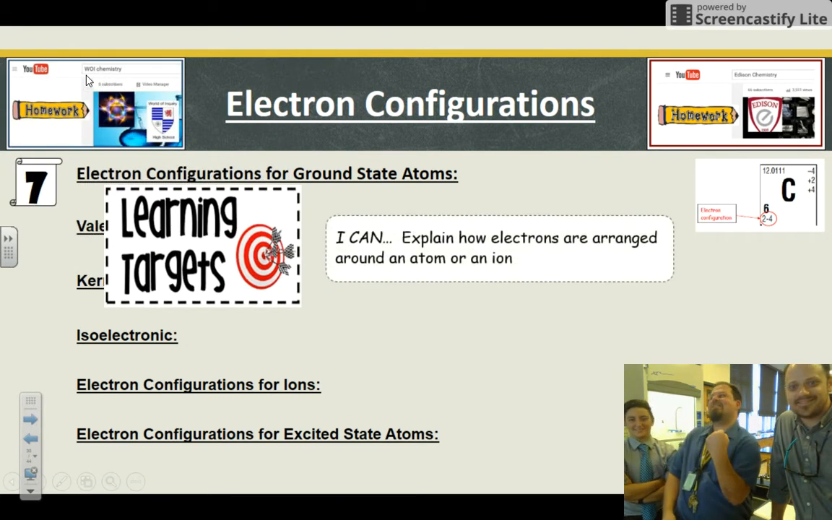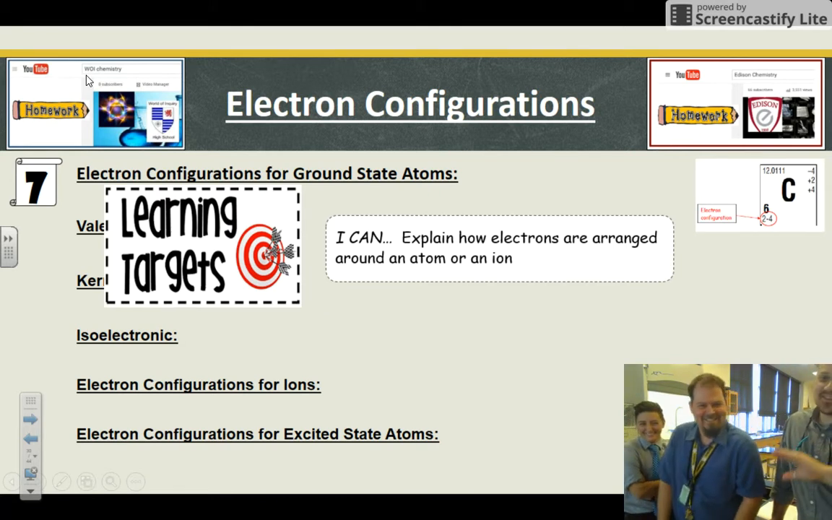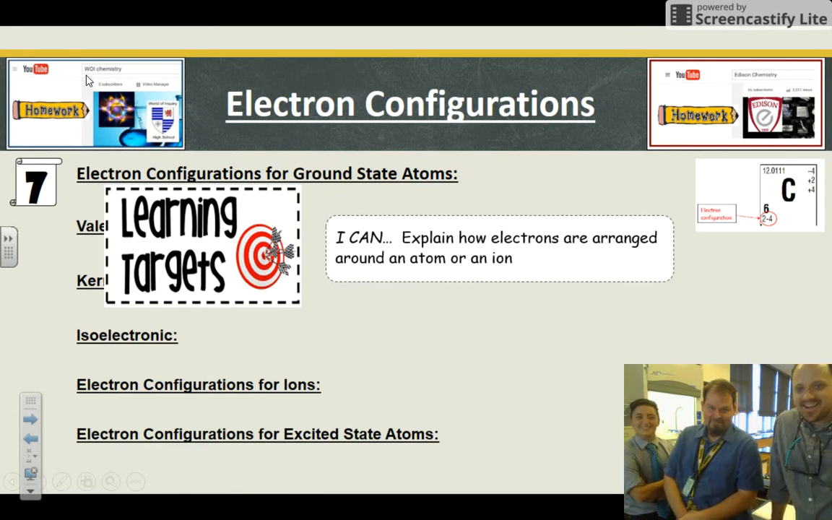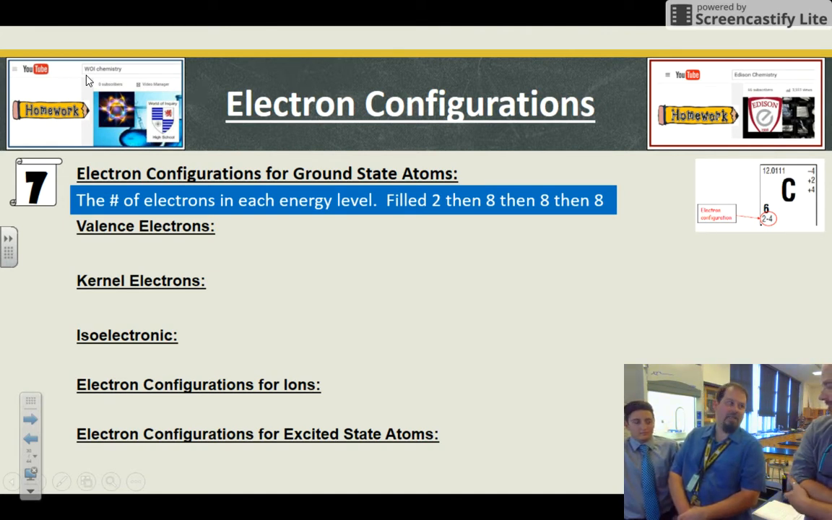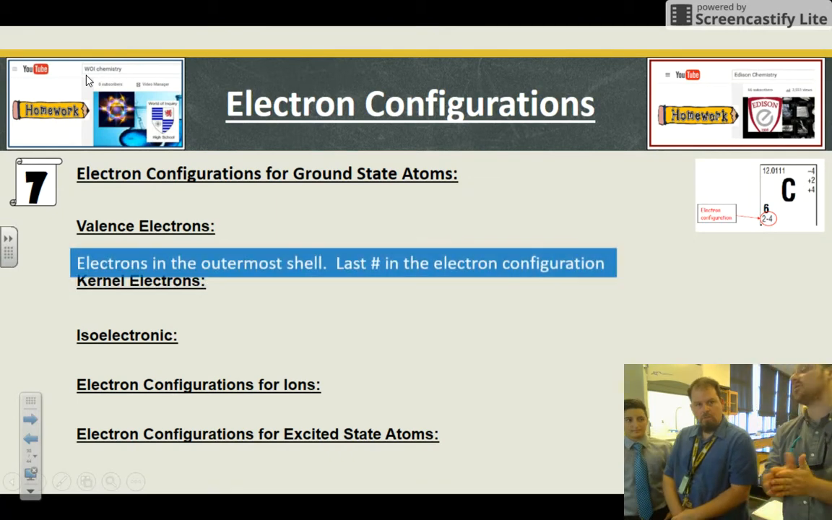Learning targets. These important messages. It's like an advertisement. The more you know. I can explain how electrons are arranged around an atom or an ion. Sweet. Electron configuration of ground state atoms: the number of electrons in each energy level filled, specifically 2, then 8, and then 8, and then 8, and then 8. We'll see some deviations, but we're not going to go into why. Just go with it. Packing electrons around atoms follows a pattern.